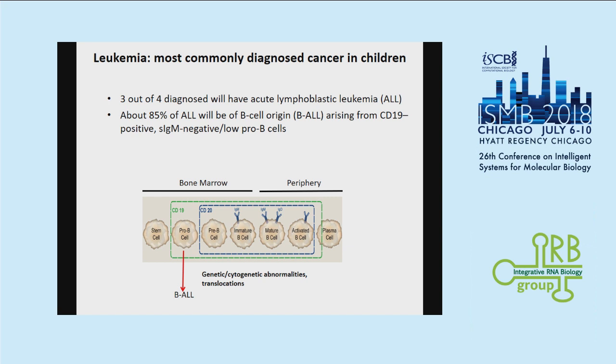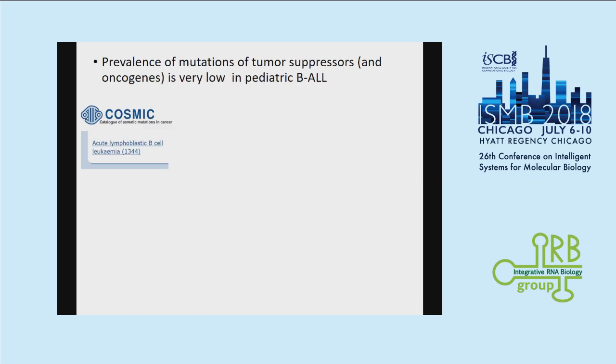And about 85% of ALL will be of B-cell origin, arising from CD19 positive and surface IgM negative cells. And the hallmark of ALL is genetic and cytogenetic abnormalities, or translocations. So what's interesting is that the prevalence of mutations of tumor suppressors and oncogenes is very low in pediatric ALL.